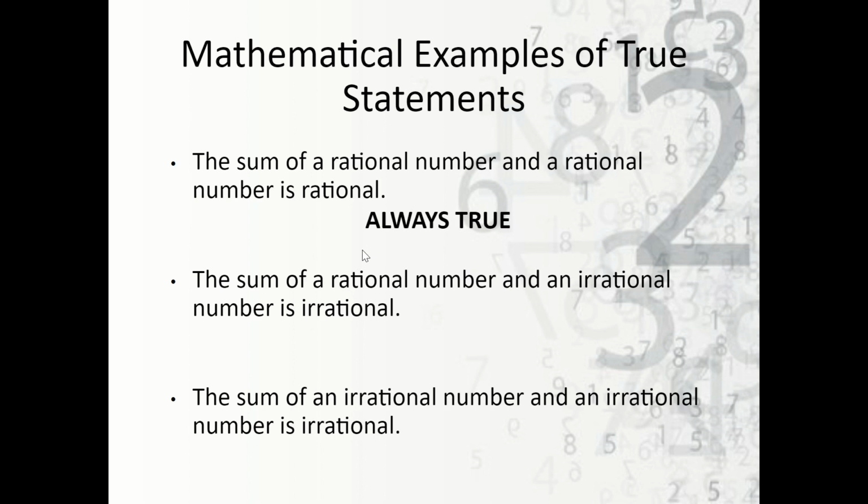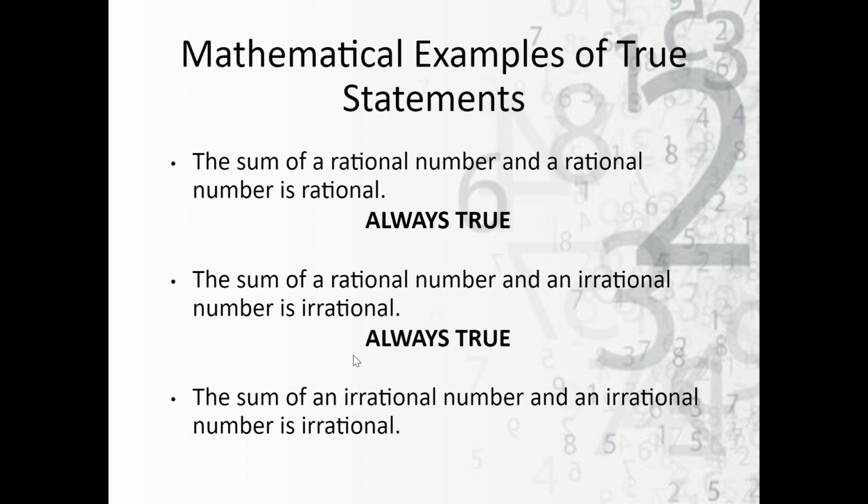Now here we have a rational number and an irrational number. We're taking the sum, so we're adding those together. So if we add a rational and an irrational, the result will be irrational. Well, that means if we take a fraction and add it to, let's say, pi, they're not like terms, so we can't actually add them together. So the pi will always be there. So it will always be irrational. So this one is always true.